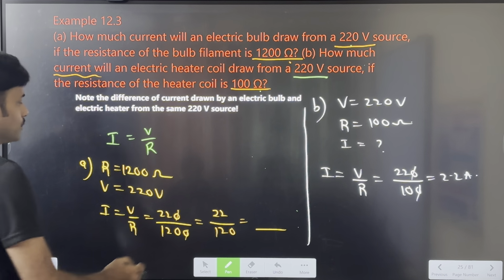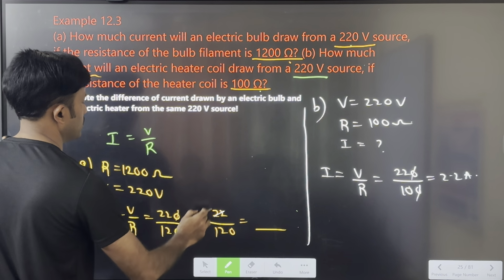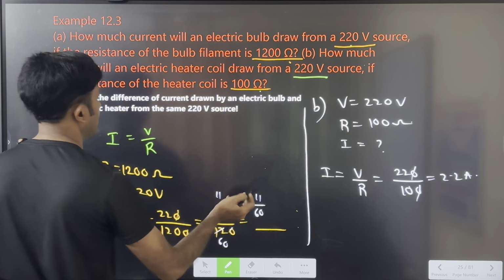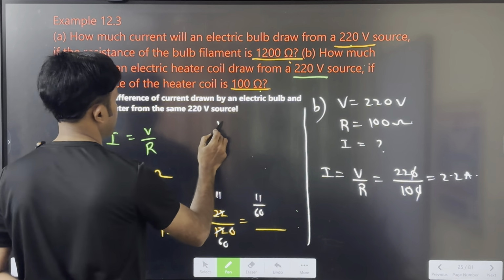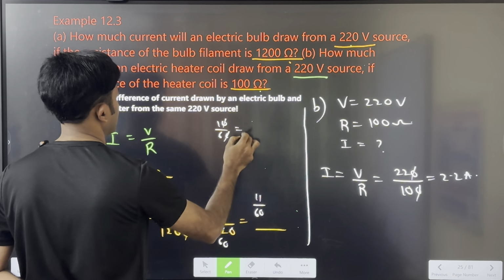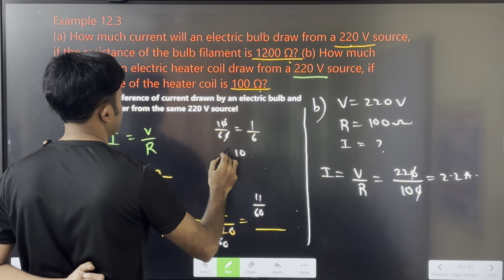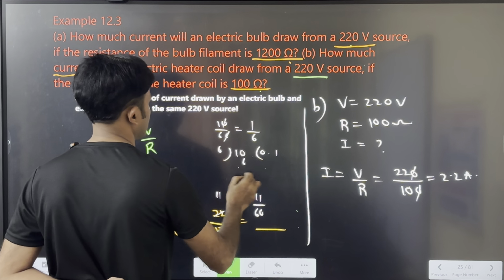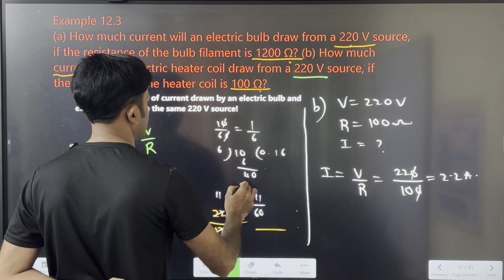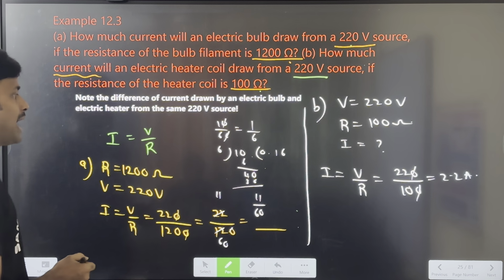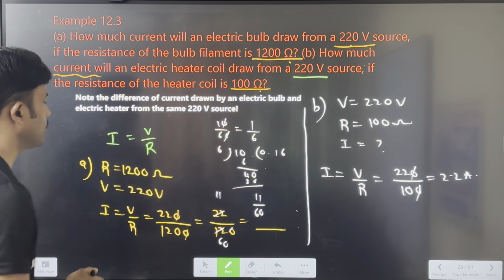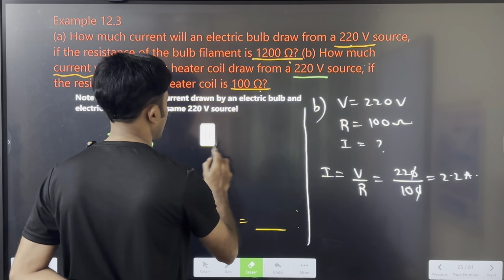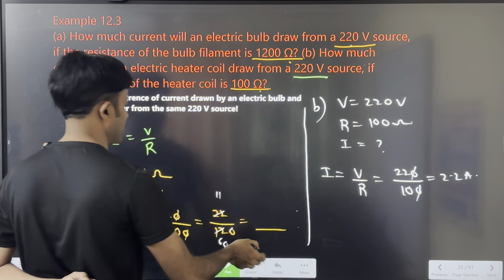Okay, and in the earlier case 22 is there, so what is that? 2 elevens and 2 sixes, 11 by 60. Find out this, let us assume this is 10 by 60. Okay, zero cancels, and 1 by 6, and 1 by 6 means approximately 0.16 ampere it will come. So just do it and find the answer here. Around 0.16 or 0.2 it will come, right?